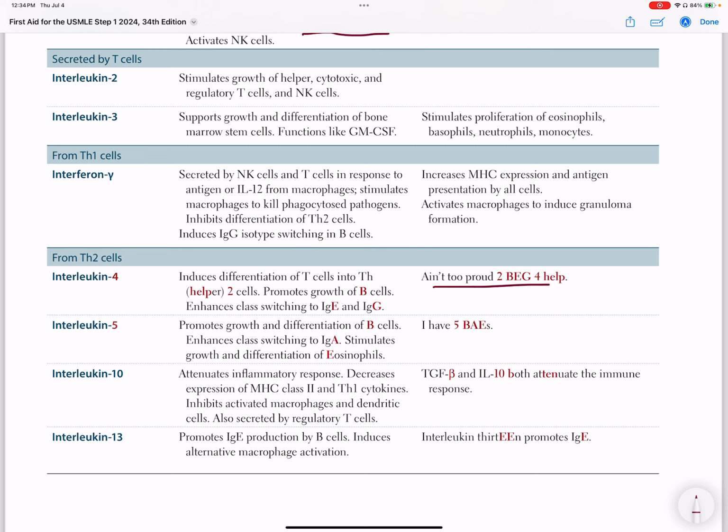Increase MHC expression and antigen presentation by all cells. Activation activates macrophages to induce granuloma formation from Th2 cells. Interleukin 4 induces differentiation of T cells into T helper 2 cells. Promotes growth of B cells, enhances class switching to IgE and IgG.